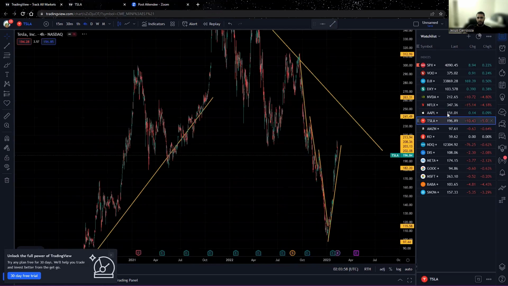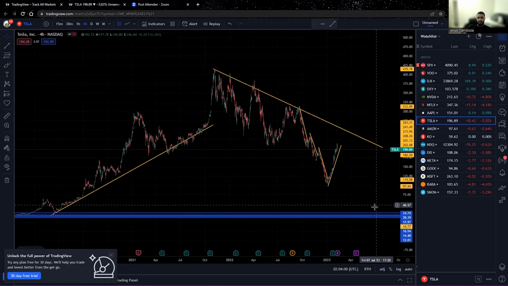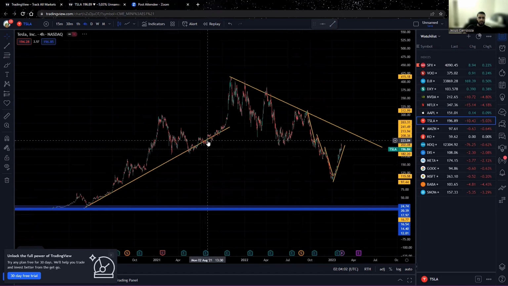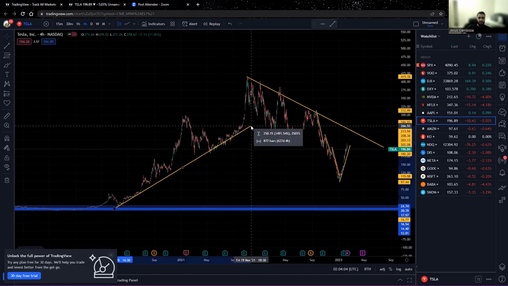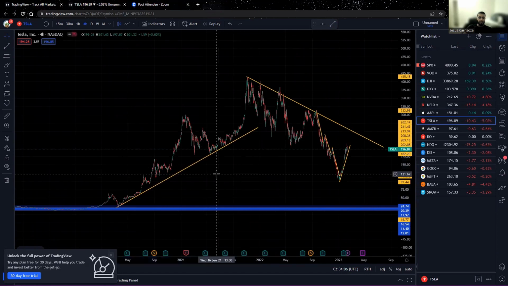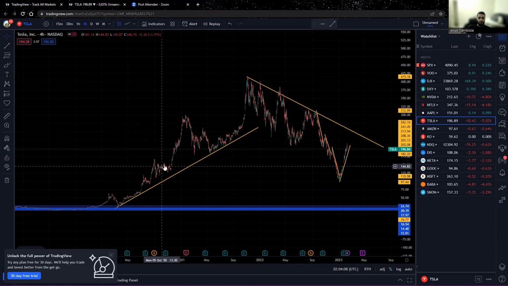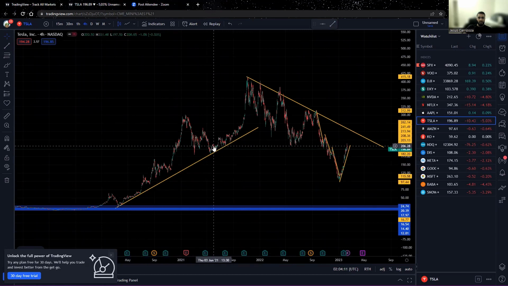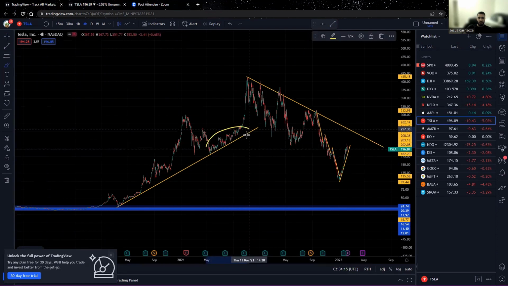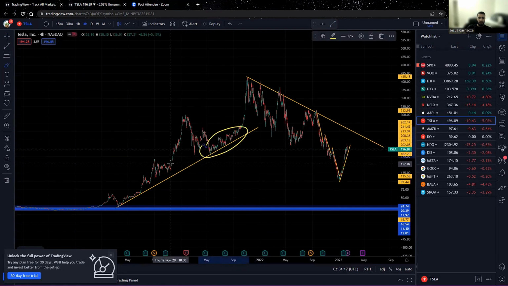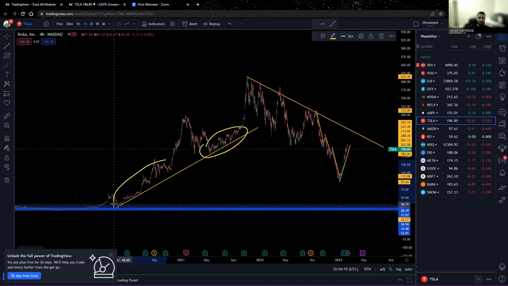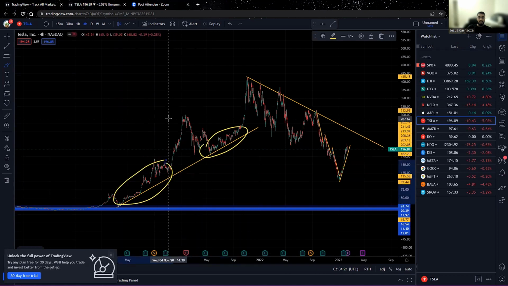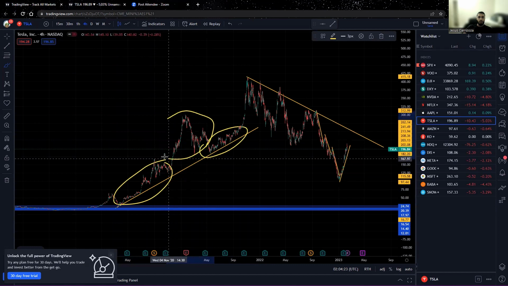It looks cool. See Tesla. Okay, Tesla looks cool. This is a healthy uptrend, bro. This right here is healthy. This is what you want to see in an uptrend, like this right here. And this right here is noise, bro.